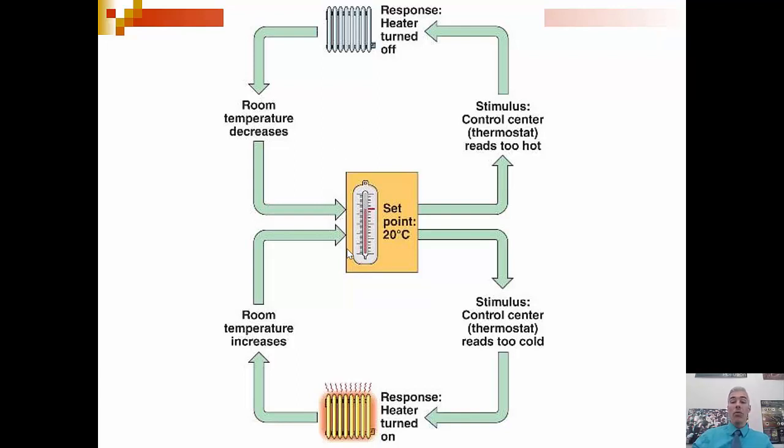If it's too cold, what happens? The control center, the thermostat, tells your heater to turn on. It increases the room temperature by releasing heat. It brings it back to its set point. So in both cases, whether you deviate hot or cold, you're bringing it back to the set point.